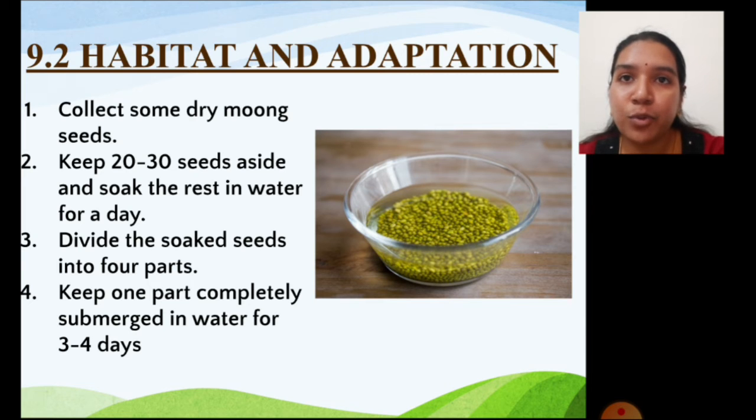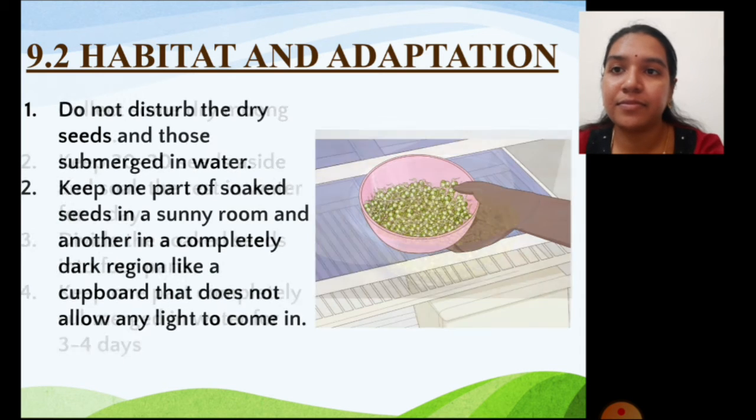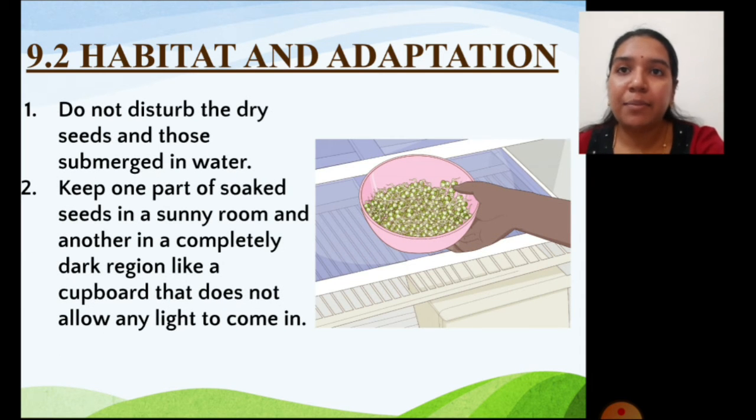Second, keep a few seeds aside and soak them in water for 1 day. Now, divide these soaked moong dal into 4 parts. In the fourth step, collect 1 part and submerge it completely in water for at least 3 to 4 days. You will do this with the first soaked part of the seeds. Leave them undisturbed during the whole time.